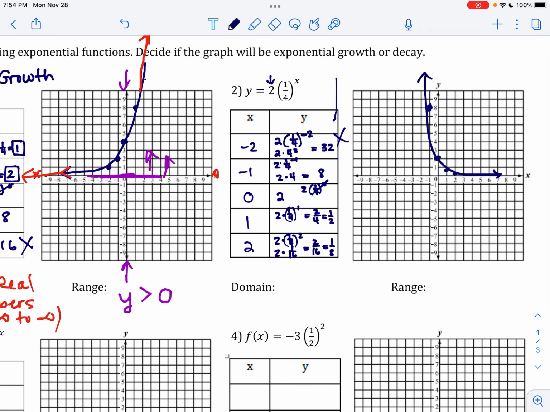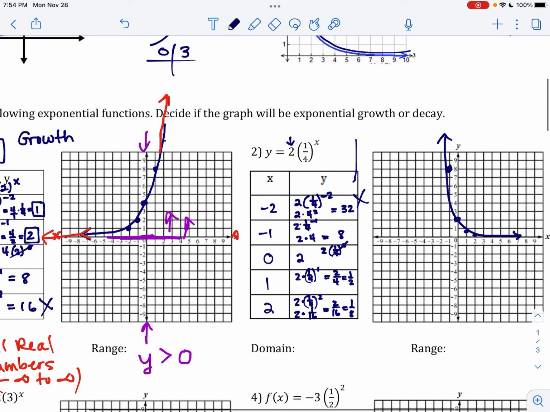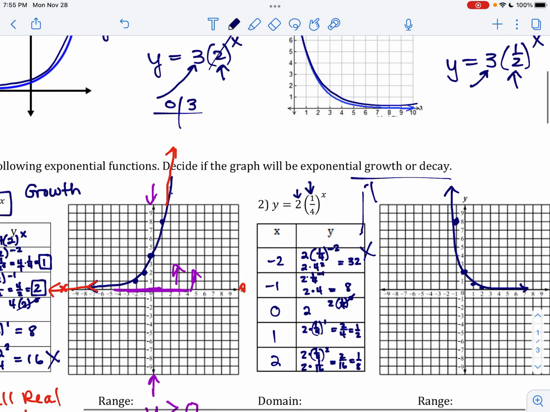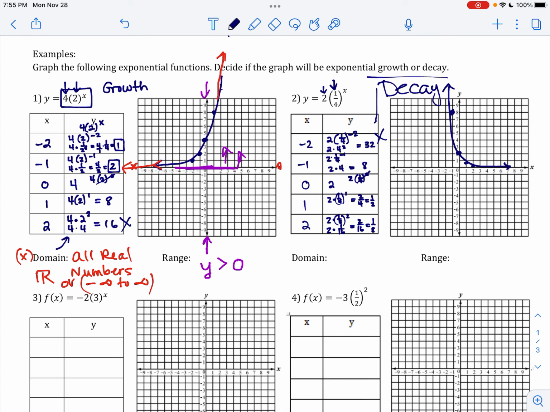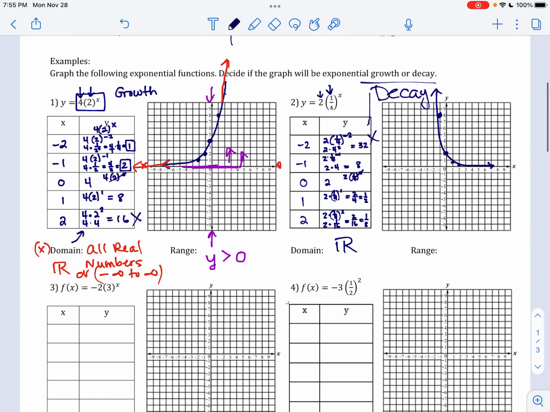All right, first of all, let's name if this graph will be exponential growth or decay. Since it's 1/4 right inside the parentheses, that is a fraction between 0 and 1. So this is going to be decay. So this is a decay graph, decay function. The domain is always going to be all real numbers. And the range, since it's above the x-axis, it's going to be y is greater than 0.